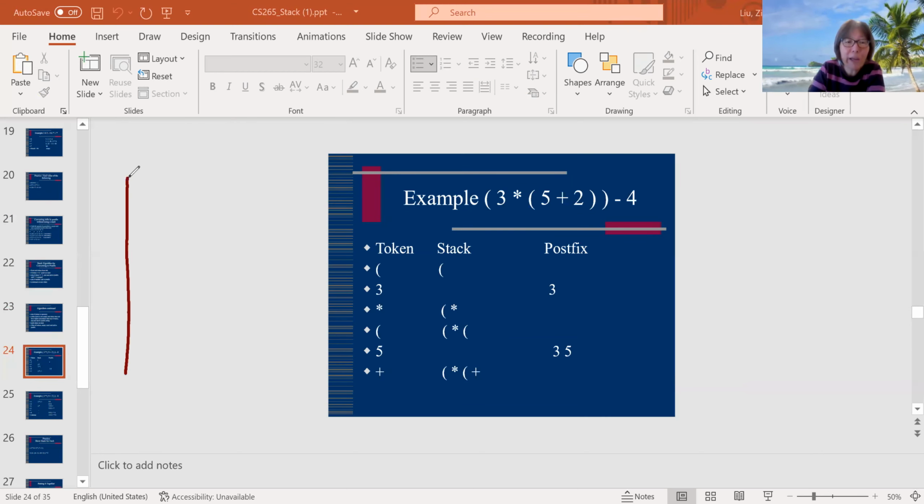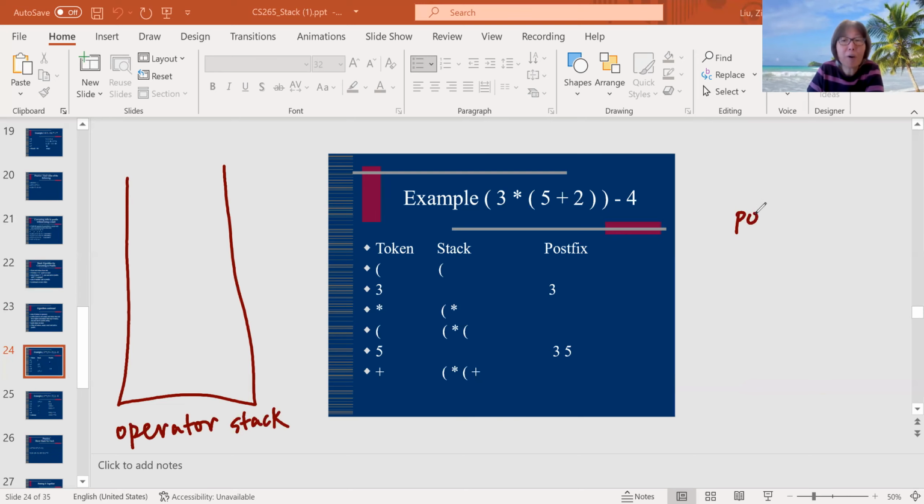So we need an operator stack. And here we have the postfix expression. So we are going to do scanning. It's a left parenthesis, so you push it to the stack. It's a number, you add it to postfix. It's an operator, but the top of the stack is a left parenthesis, so there is no precedence. So you just push it to the stack.